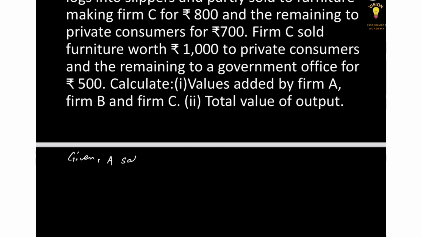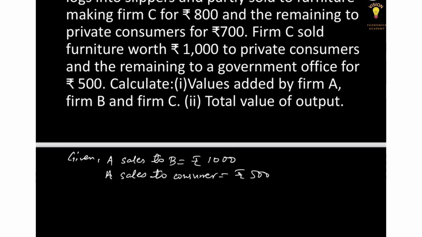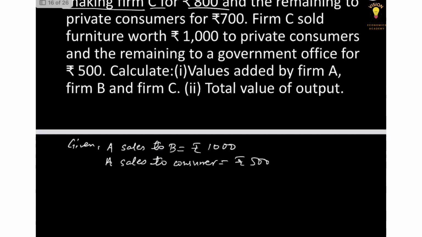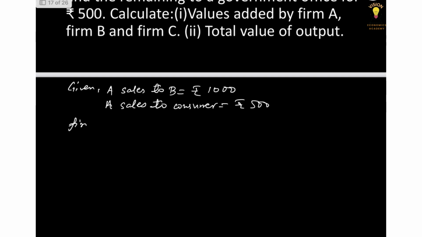A sells timber to B worth 1000. A sells to consumer worth rupees 500. So this becomes the part of sales of firm A. And firm B converted logs into slippers and partly sold to furniture making firm C for 800. So firm B, so this is pertaining to firm A.